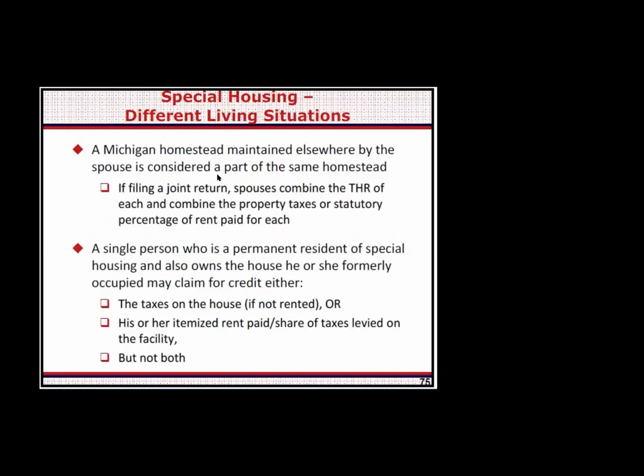Yeah, we don't see a lot of this, where the spouse maintained a homestead elsewhere. Oh, well, I'm sorry. Wait a minute. What is this saying right here? This is an accounting aid society slide. Michigan homestead maintained elsewhere by the spouse is considered a part of the same homestead. If filing a joint return, spouses combine the THR of each and combine the property tax and statutory percentage of rent paid for each. Yeah, I guess that makes sense. Yep. We don't see it very often, if ever.